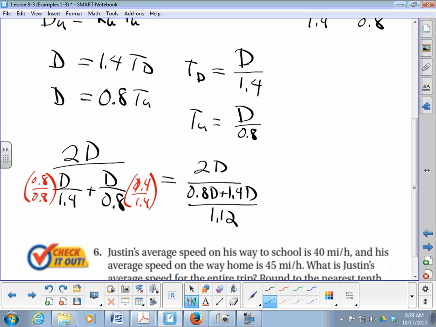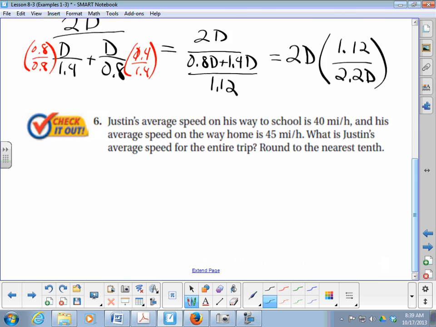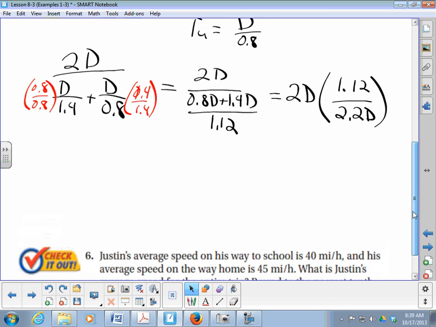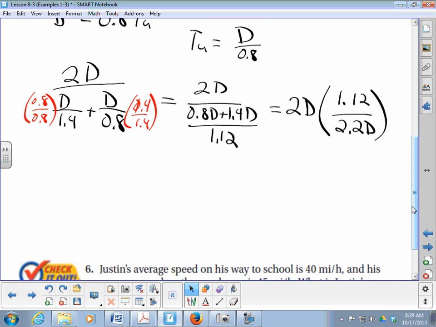So I'm dividing by a fraction, so I have to do what? We get 2D times 1.12 over 2.2D. Hey, look at that. What's going to happen? It's going to be the same? What do you mean it's going to be the same? 2.2D over 2.2D? Not exactly. Close to that.